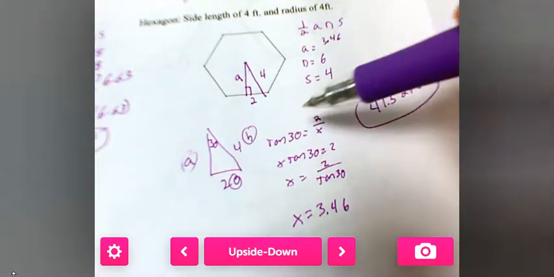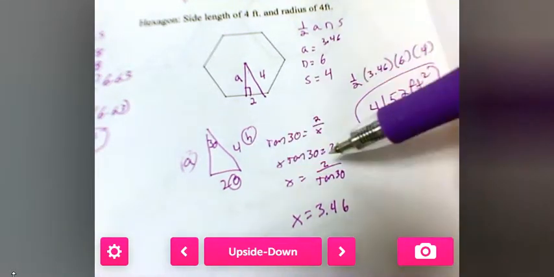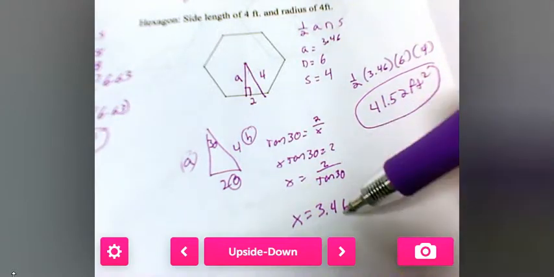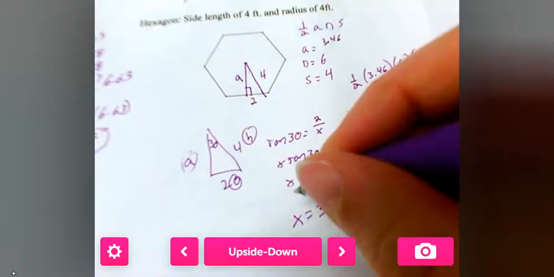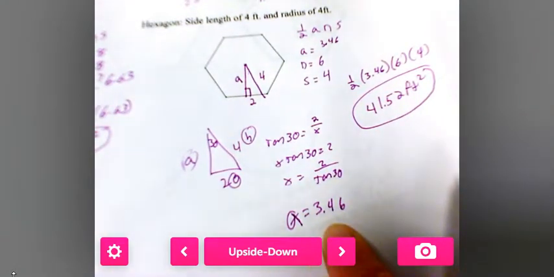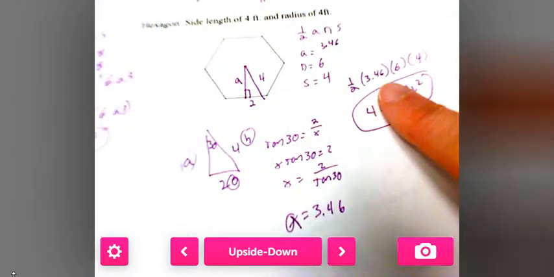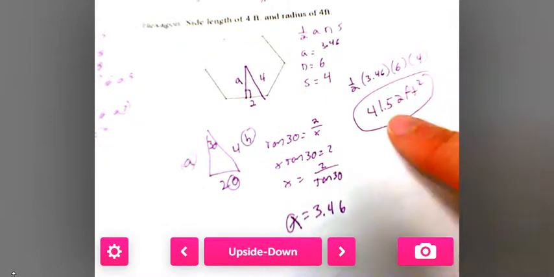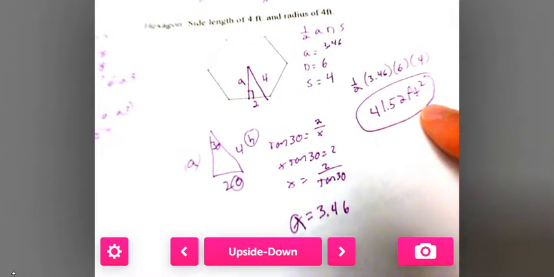Tan of 30 equals 2 over x. Multiply both sides by x. Divide by tan of 30. I got x, or the apothem, is 3.46. Then 1/2 3.46 times 6 times 4 is 41.52 feet squared.